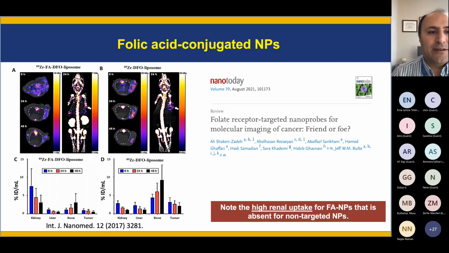So, for example, here, if you look at folate-targeted nanoparticles and non-targeted nanoparticles, you can see accumulation of targeted nanoparticles in kidneys, while for non-targeted nanoparticles, you cannot see any accumulation in kidney. So this is the most important challenge that molecular targeting has.